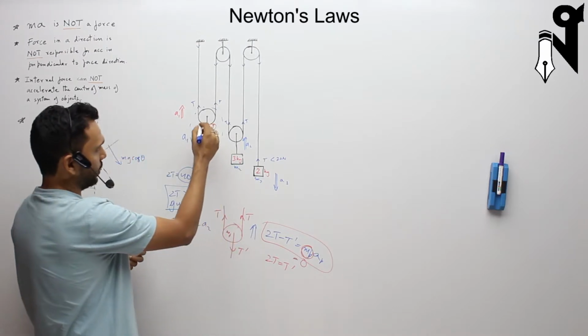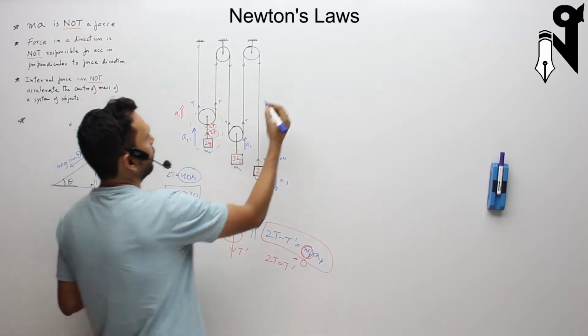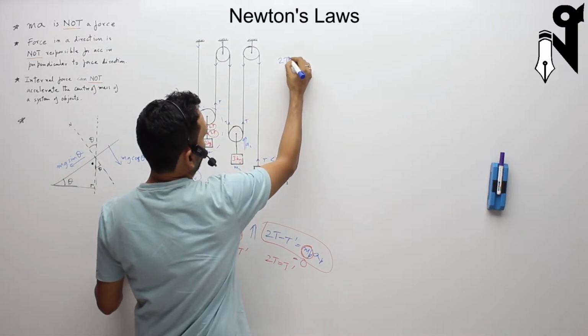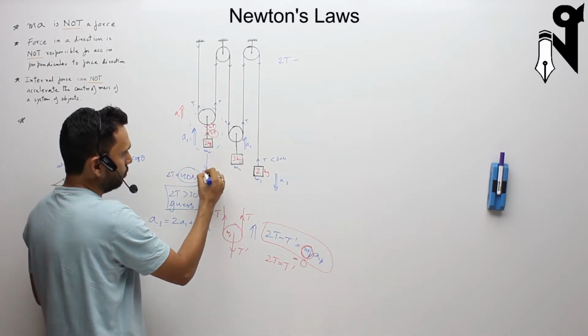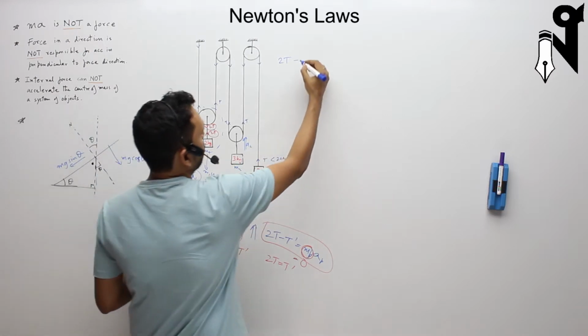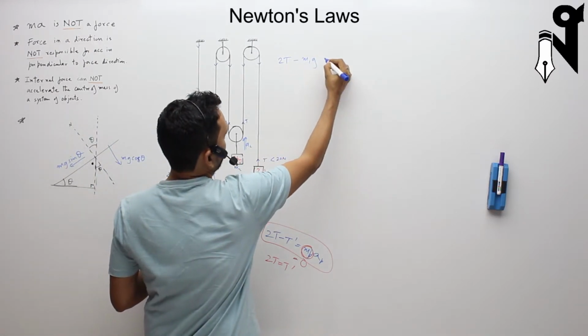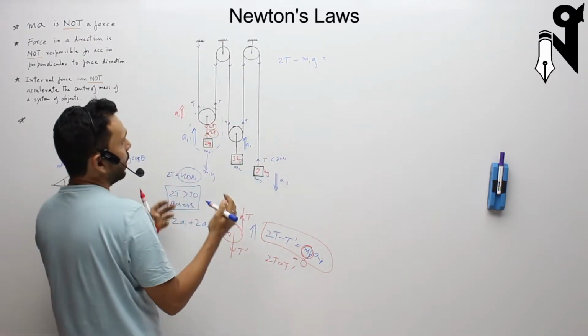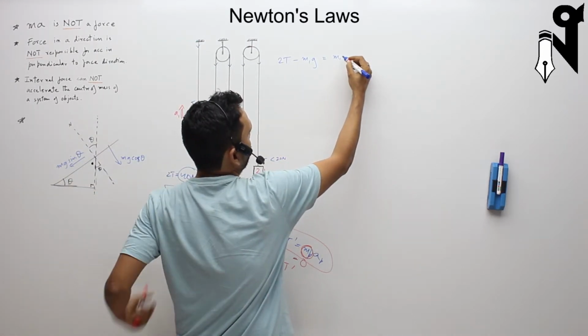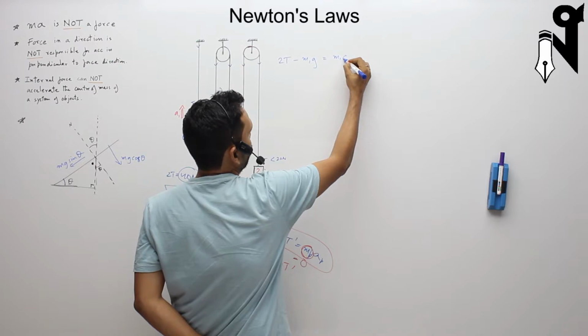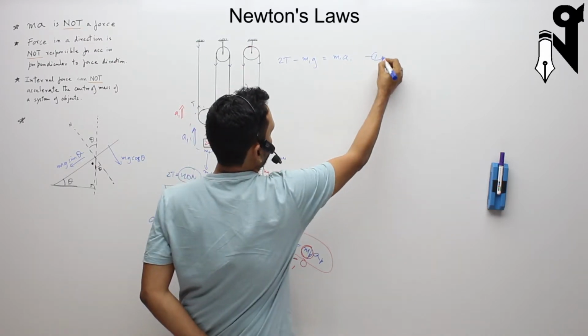So writing the equation, my first equation for body 1: 2T force is upwards, the weight of the body, m1g, is downwards. So 2T minus m1g is equal to the acceleration, which is upwards, and the acceleration is of the mass m1, so that is m1a1. That's my first equation.